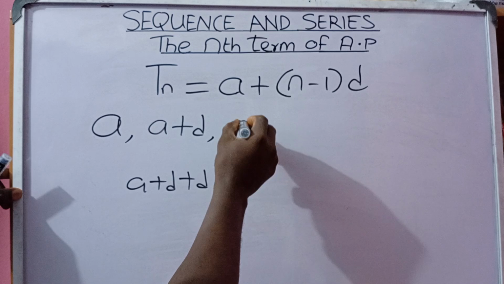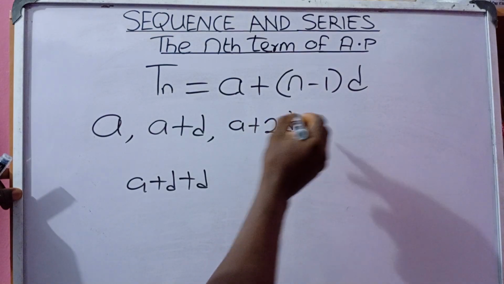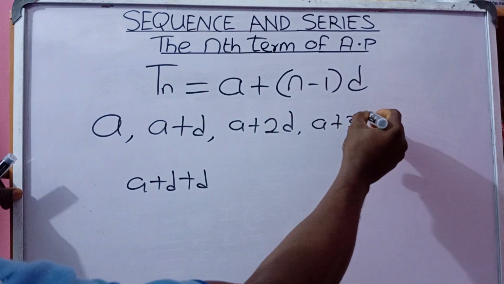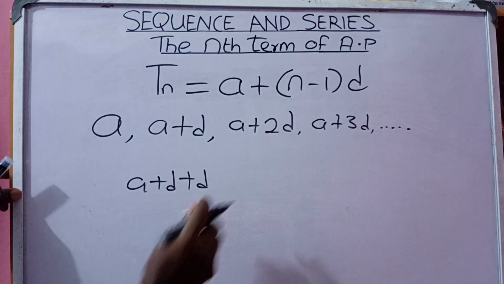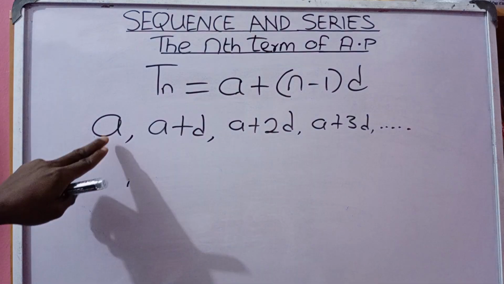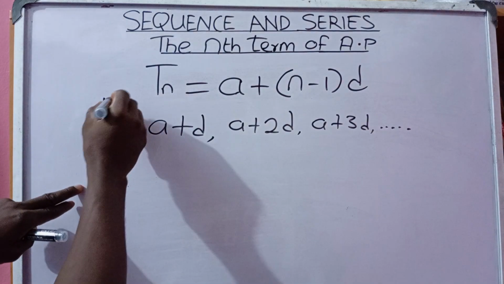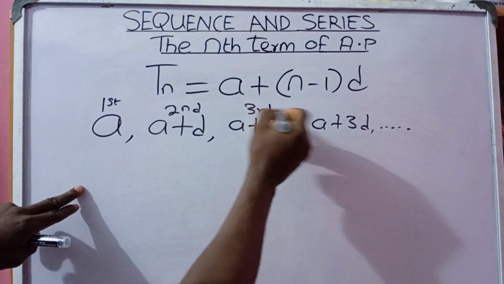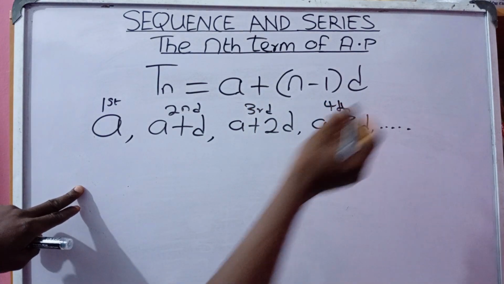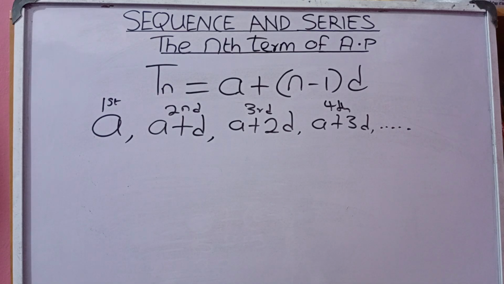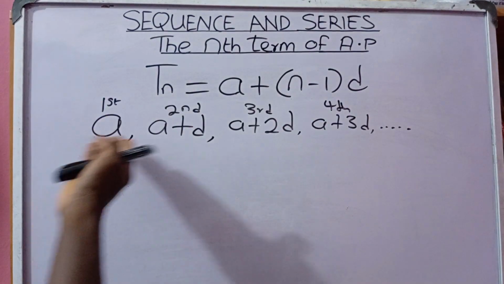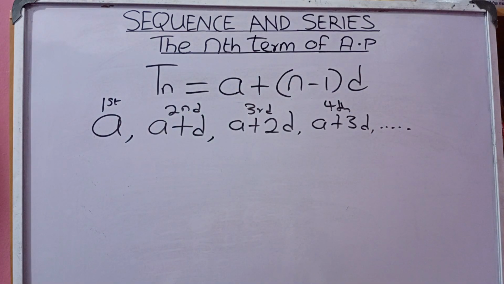So that will give me A plus 2D. Then that will continue in this order, A plus 3D, and so on. So as you can see, this is the first term, this is the second, this is the third, this is the fourth. The reason why I'm showing you this particular order is for us not to go about cramming the formula. You can as well use this particular one to get the nth term of an AP going forward.